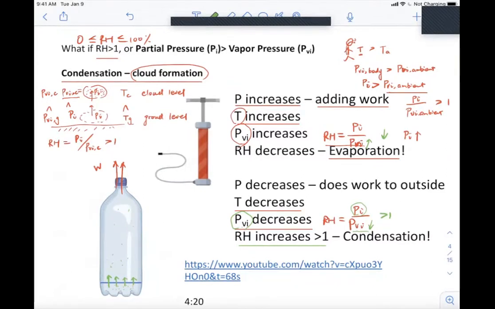Okay, so this is how you can create a cloud in a bottle. But if you think about the second part of this video, if we start to pump in air again, what's the reason why the cloud vanishes? If you go back to the beginning, you increase the pressure, you add work, right? Temperature increases, PVI increases, and that promotes evaporation. So that's why those cloud droplets evaporated, and this is because you're increasing the temperature in the bottle, and you're affecting the RH. Okay, so this is a simple process to use the vapor pressure or the partial pressure to create clouds or to create this condensation effect, right?